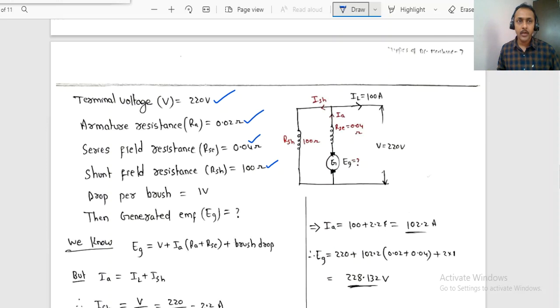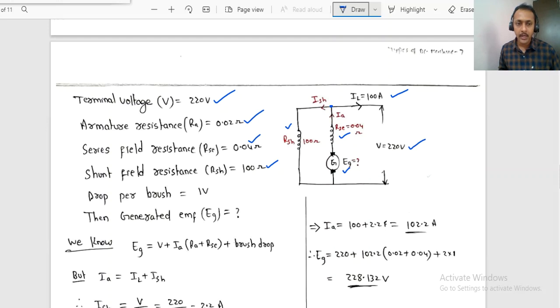Based on that we can draw a diagram. RSC is in series with the armature, and we have RSH which is in parallel with this entire combination. Terminal voltage is specified, and the load current of 100 amps it is drawing, right? Like this, once we draw the diagram, it will be very easy for us to apply KCL and to calculate the voltage drops.